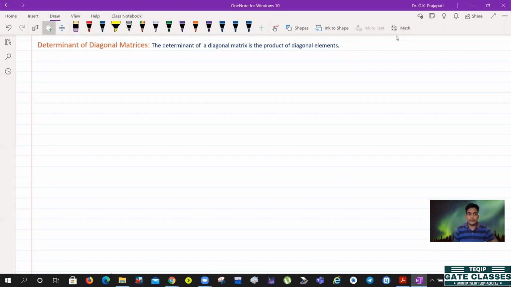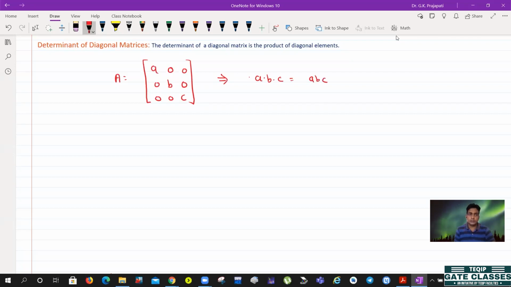Determinant of a diagonal matrix. Suppose we have a diagonal matrix A whose diagonal elements are a, b, c, and other elements are 0. Then the determinant of a diagonal matrix is the multiplication of the diagonal elements, that is a dot b dot c.